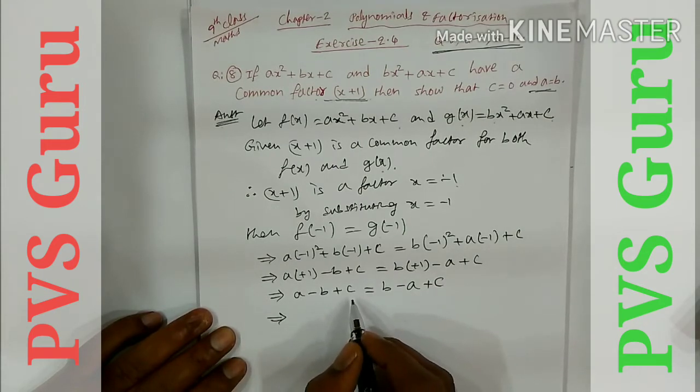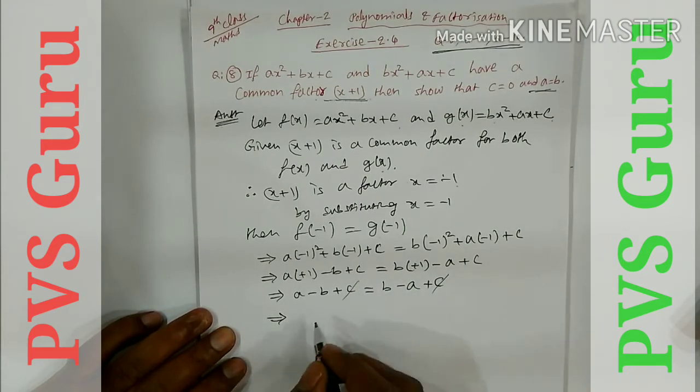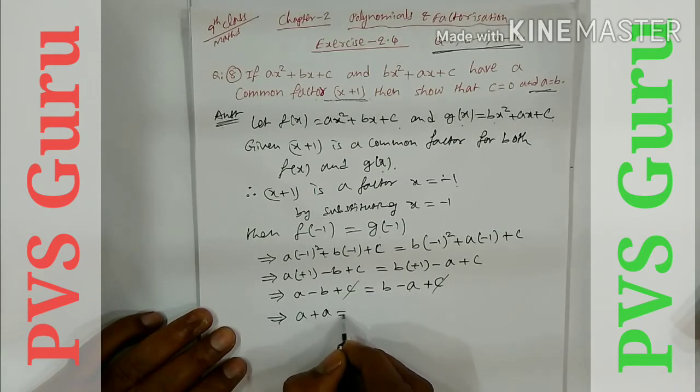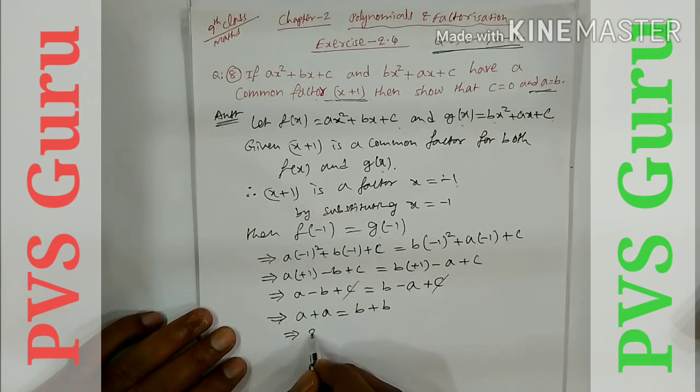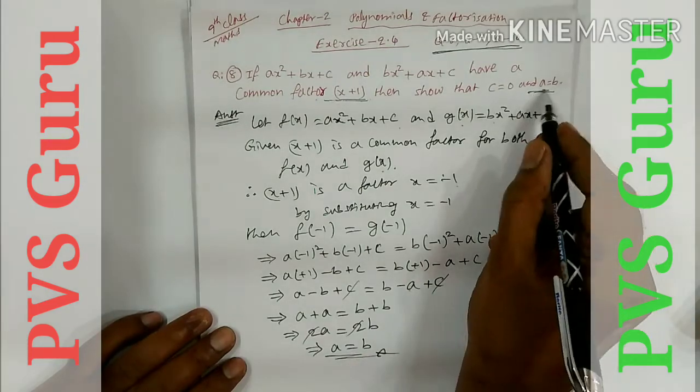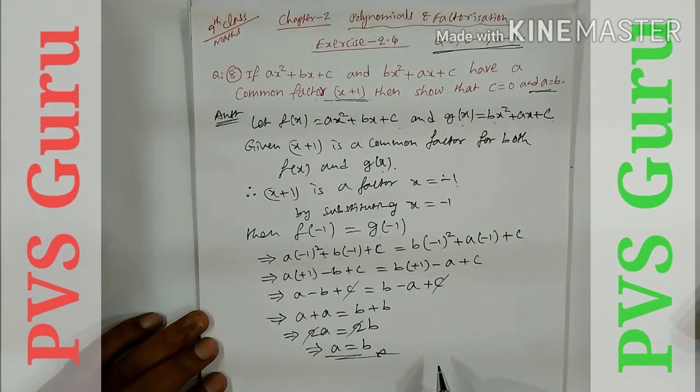Here c gets cancelled. Minus a you take to the left side, a plus a is 2a, is equal to minus b, you take to the right side, b plus b. Here 2a is equal to 2b. 2 gets cancelled. Therefore a is equal to b. So one we have to prove, a is equal to b is proved.